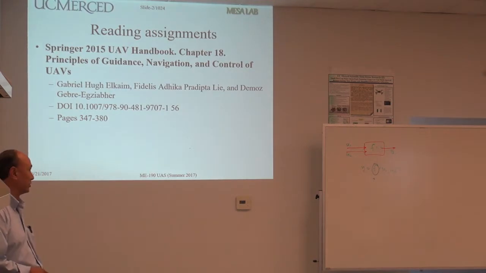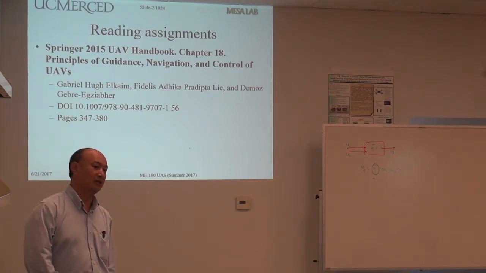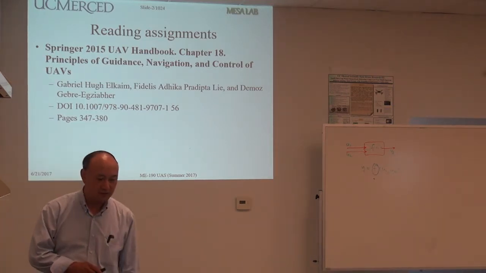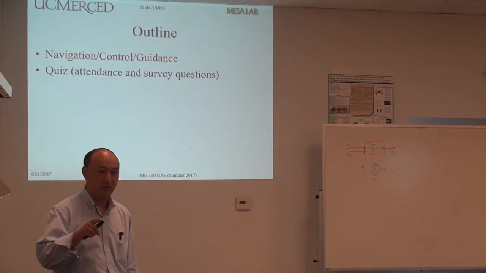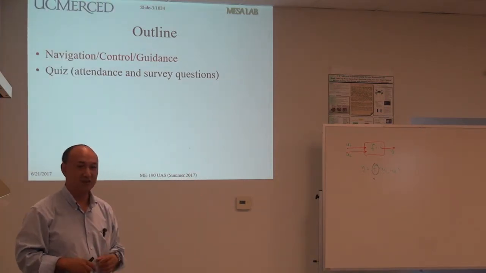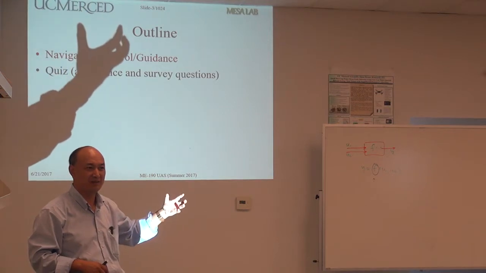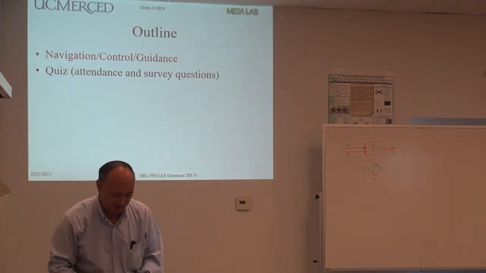For this part I mainly followed a dedicated chapter on the principles of guidance, navigation, and control, GNC, of unmanned aerial systems, by Professor Elkem from UC Santa Cruz. We used to work together on some proposals, and these are his collaborators and students. We are going to cover in the sequence: navigate, then control, then guidance. This gives you a rough idea of the multi-layered architecture: remember we have a mission, then waypoints, then heading commands, then servo commands. I hope you remember that picture.